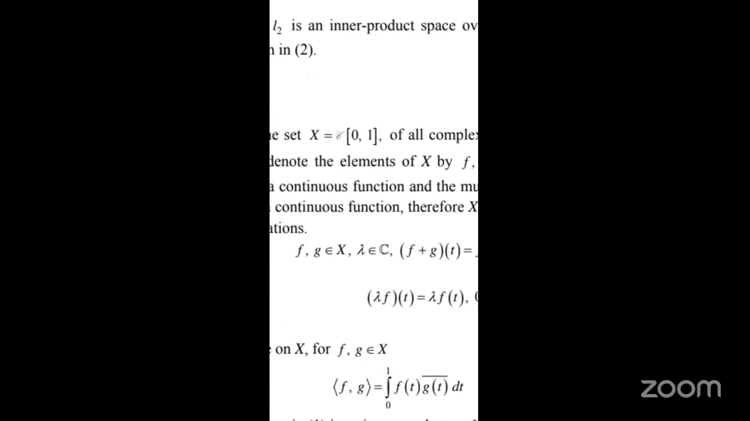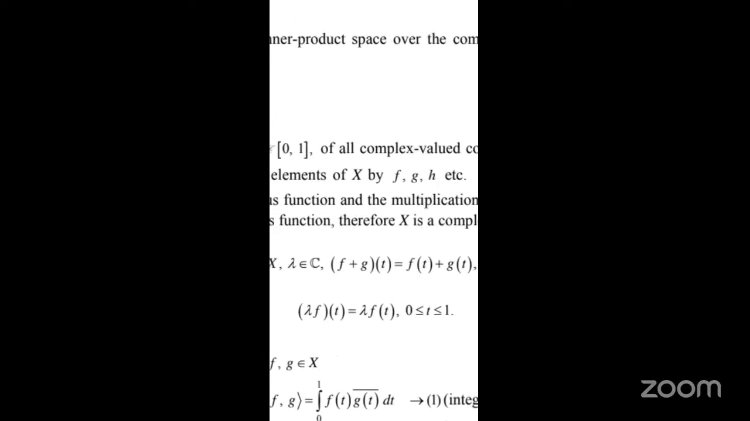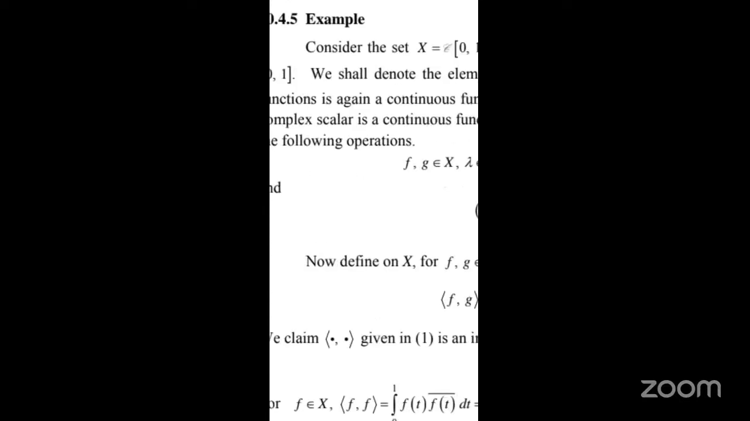Now, the set of n-tuples is also an inner product space over the real numbers and complex numbers. These two are suitable examples. Now another one: consider the set X equal to the closed interval [0, 1], that is, the set of complex valued functions defined on the closed interval [0, 1].